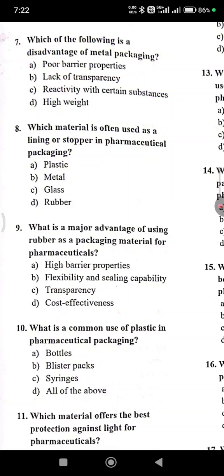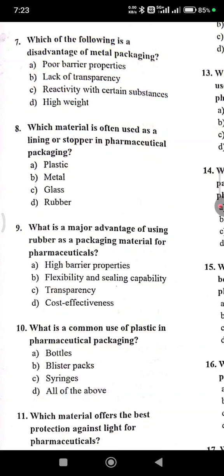Question number 8. Which material is often used as a lining or stopper in pharmaceutical packaging? That is option D, rubber.